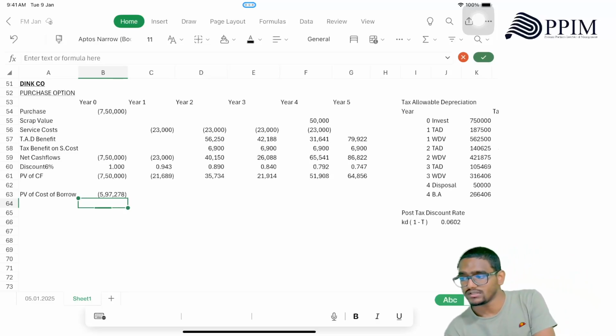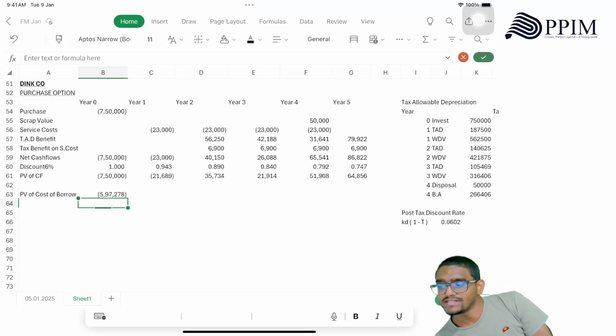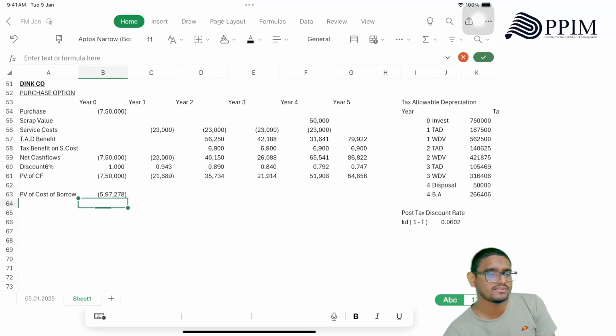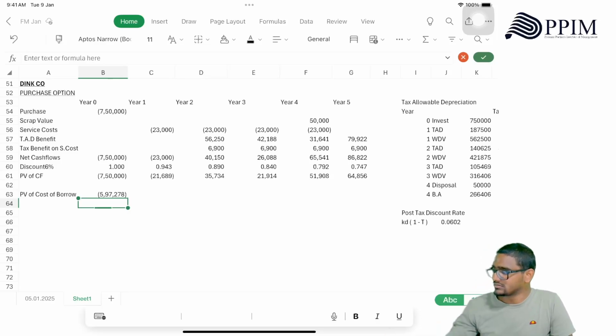But they're saying in the question, tax allowable servicing costs for the machine would be 23,000, which means you have to get a tax relief from that tax. Okay, good. Salma and Kavish, good.